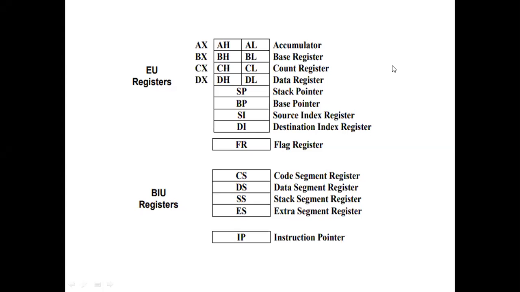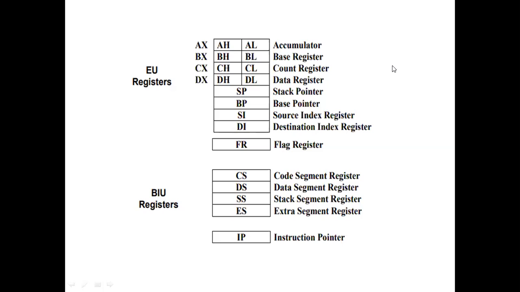So I'm going to the general purpose registers or data registers. There are 8 general purpose registers, that is AH and AL. H means higher order and L means lower order, that is the AX register pair. BX register pair, that is BH and BL. CH and CL go to the CX register pair. DH and DL are under the DX register pair.